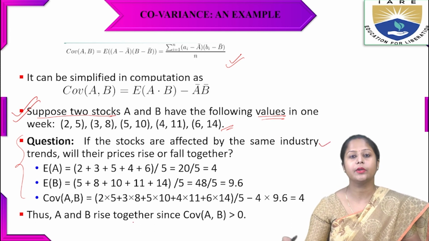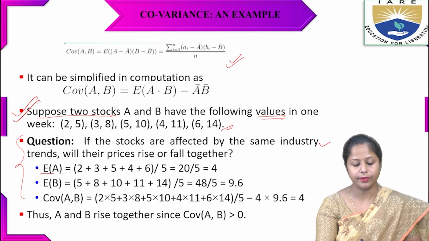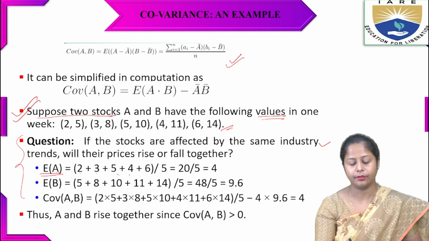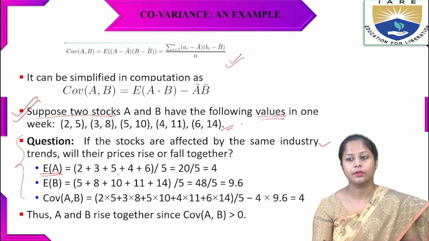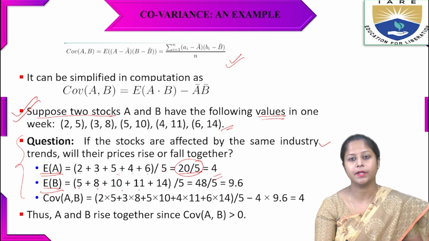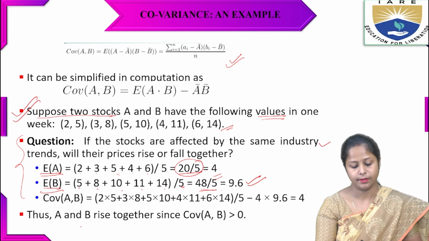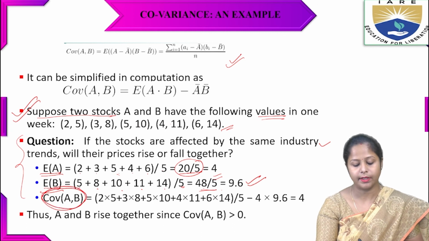So we first calculate E of A and E of B. For E of A, we add 2 plus 3 plus 5 plus 4 plus 6 and divide by 5, since there are 5 stocks. That is 20 upon 5, which is 4. Similarly, E of B is 5 plus 8 plus 10 plus 11 plus 14 divided by 5, which is 48 by 5, equal to 9.6.